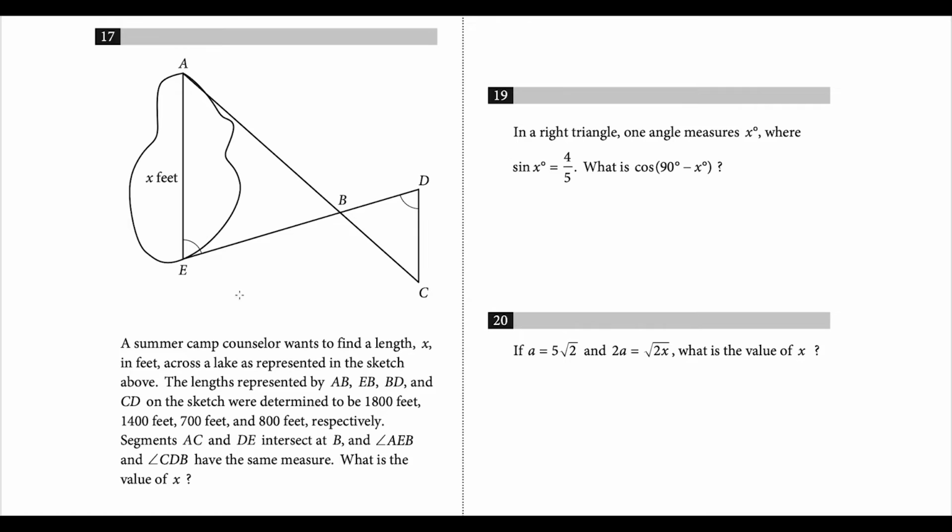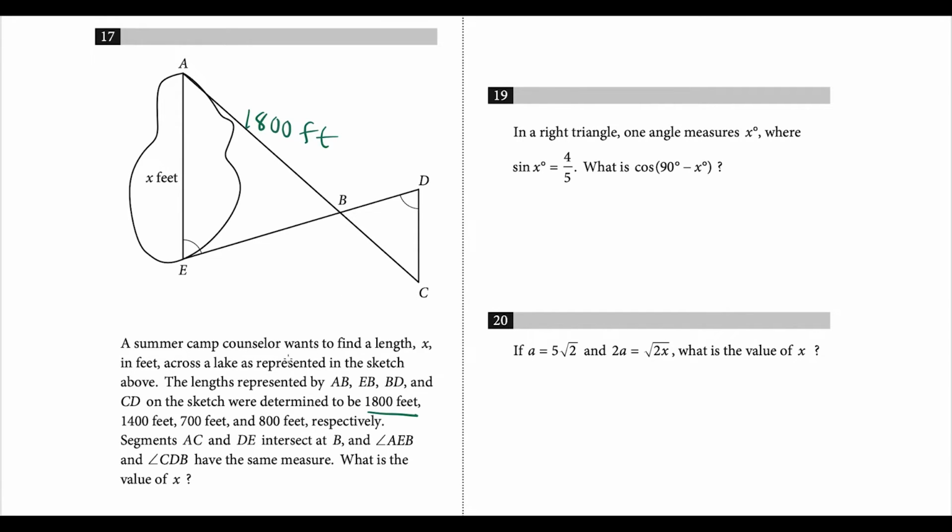Question 17, we have this diagram here, and this represents the distances on some campsite. And what we have is we have the lengths of AB, EB, BD, and CD, and we have to write this in very carefully because they were written in respective order. So AB is 1,800 feet, so we'll just go ahead and write this here, 1,800 feet.